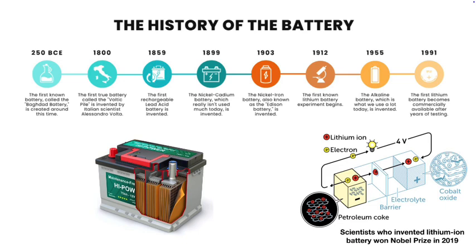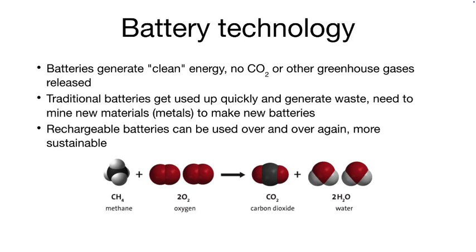This is the history of the battery. Neat. Next. So, battery technology. We talked a little bit about our battery technology. This helps to minimize the production of CO2. So, our rechargeable batteries can be used over and over again, and they're more sustainable than if we're looking at standard batteries. Okay? As long as we continue to use them, okay, that's where they become powerful.